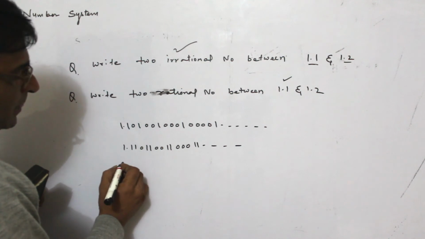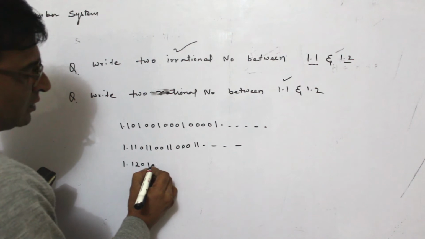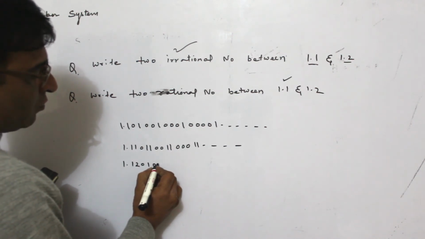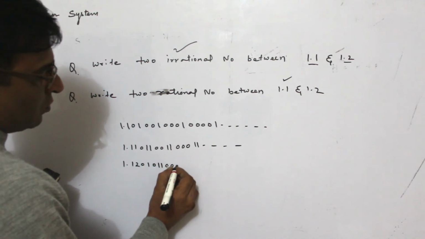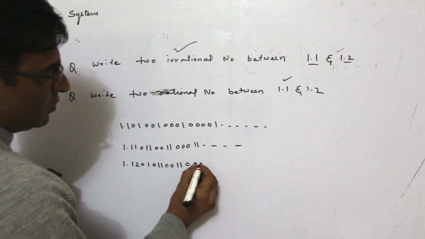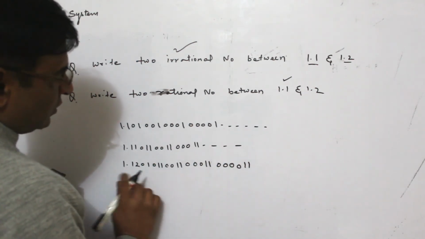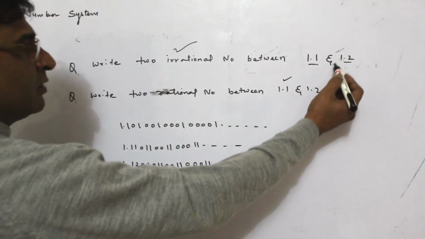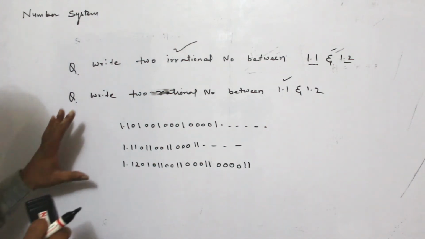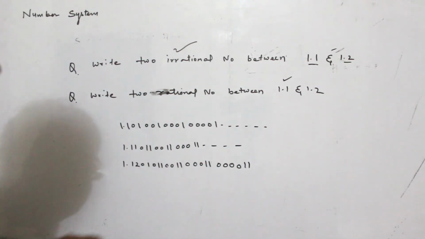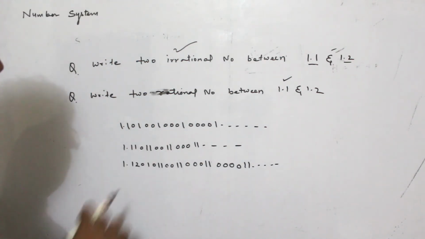One more number like 1.12 0 1 0 1 1 0 0 1 1 0 0 0 1 1 0 0 0 0 1 1. So this number also lies between these two numbers. So these are the irrational numbers. These numbers are not terminating, they keep going on, and they are non-repeating.